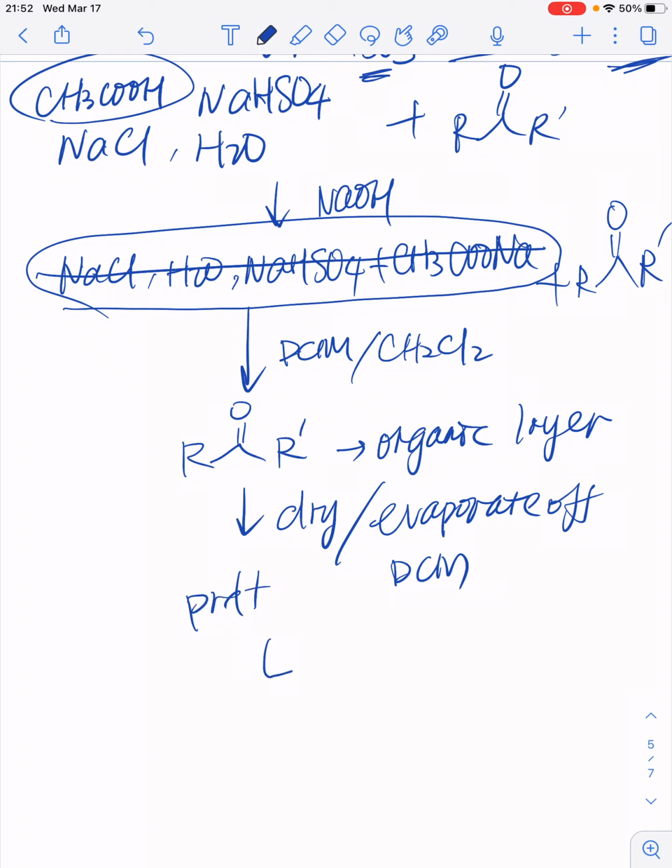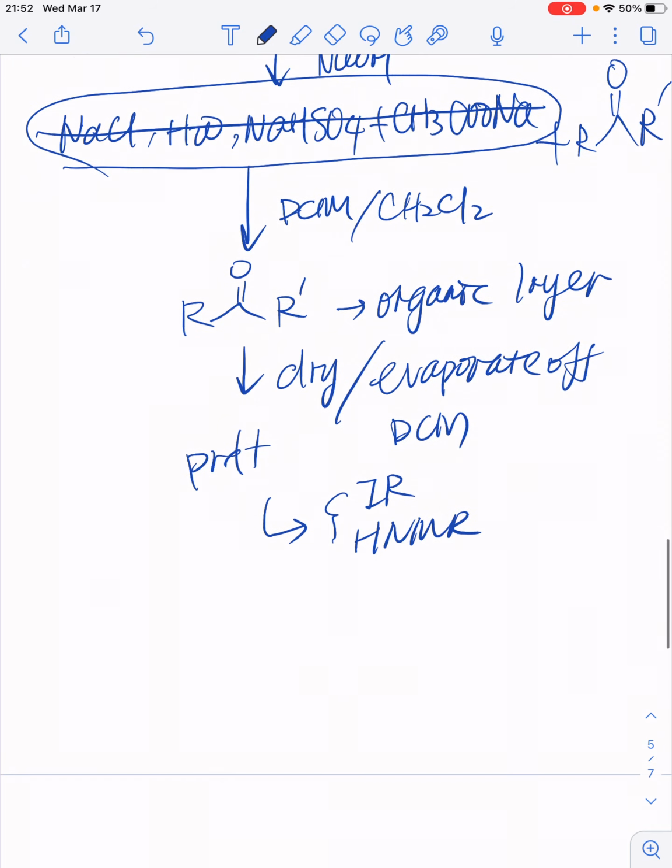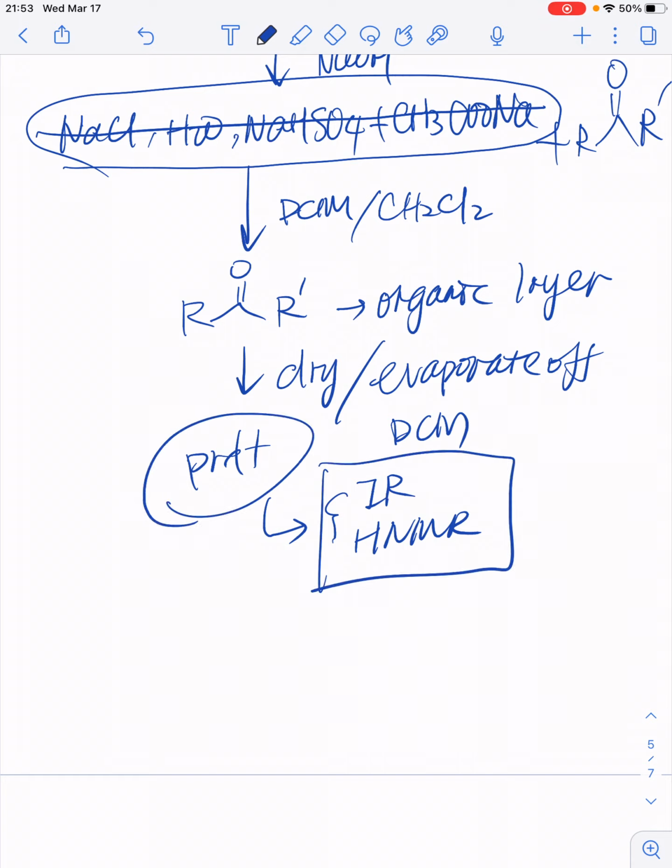And then you will go through IR and proton NMR analysis. If I provide you with an IR and proton NMR analysis of the final product, you will need to be able to identify what it is based on all the information you get. So I would definitely go review these two methods as well.